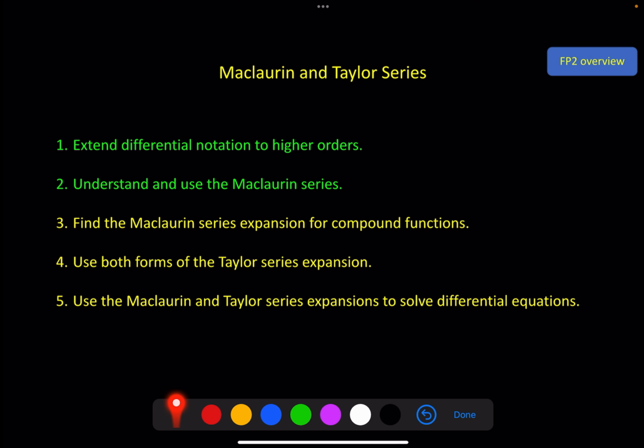In this chapter, we're going to extend differential notation to higher orders. That'll be quite quick at the beginning of this video. Then we're going to understand and use the Maclaurin series. The next video, we'll look at the Maclaurin series expansion for compound functions. Then the Taylor series expansion, so there's two forms of that. And then we will use these to solve differential equations. Yes, if you thought we had finished these, not quite.